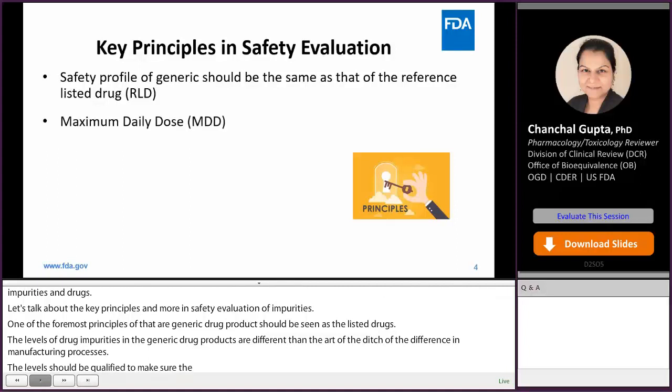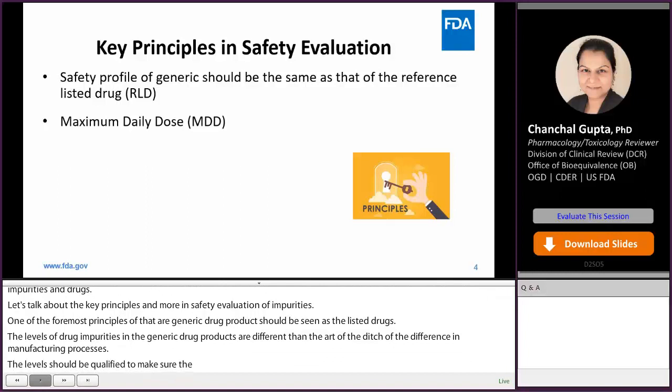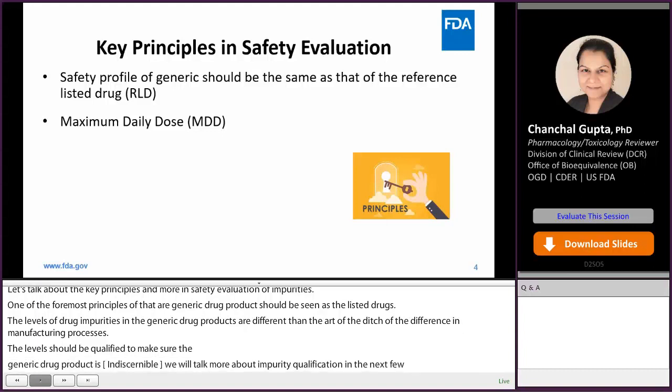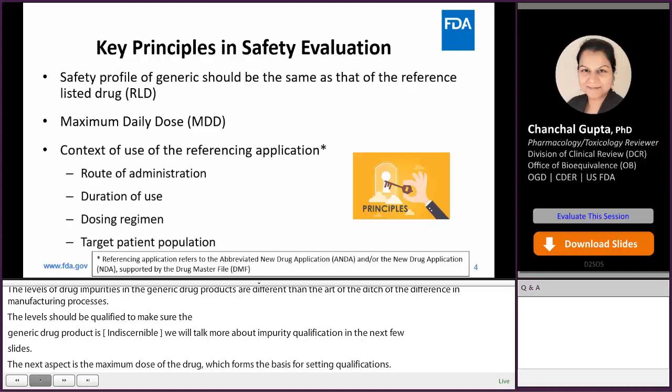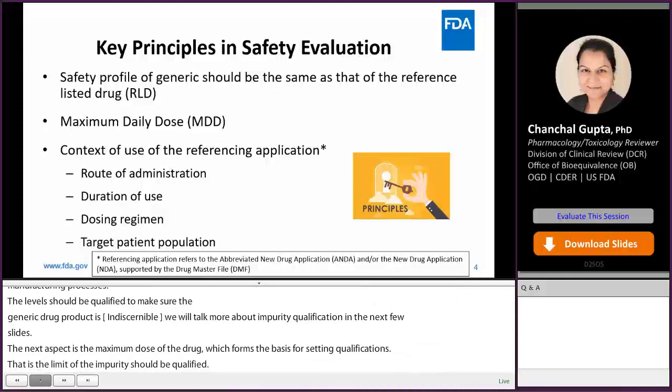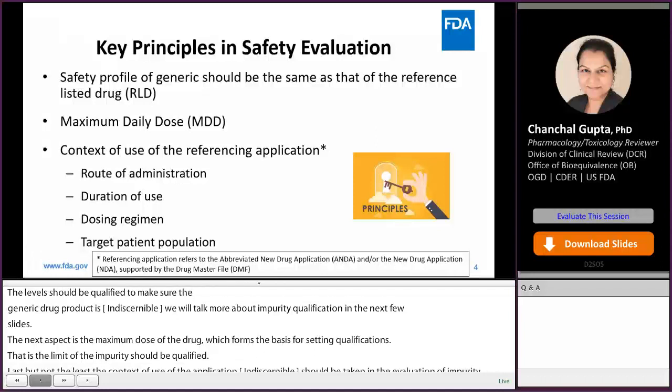The next important aspect is the maximum daily dose of the drug, which forms the basis for setting qualification threshold, that is the limit above which an impurity should be qualified for safety. And last but not the least, the context of use of the referencing application supported by the given DMF should be taken into consideration in the safety evaluation of impurities. Context of use includes the route of administration, duration of use, dosing regimen, and the target patient population of the drug product.